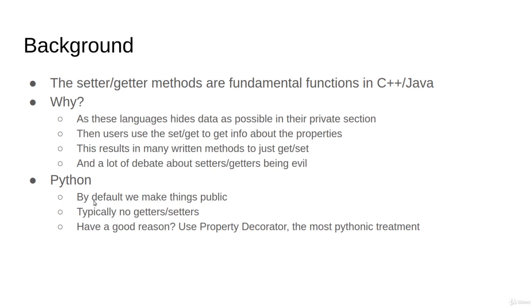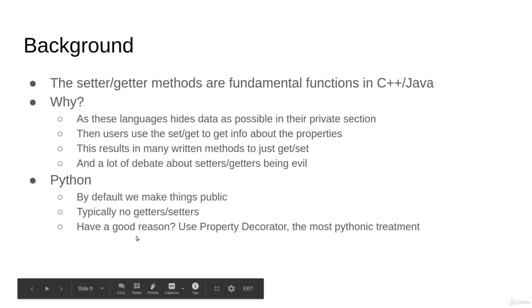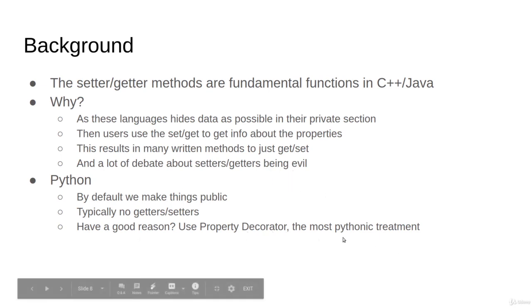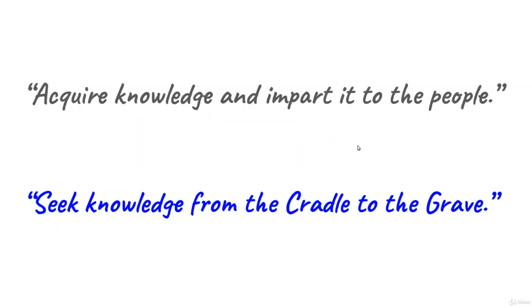Remember, in Python, by default we make things public, and then typically we don't provide getters and setters. If you have a good reason, like incompatibility, or you have some reason to hide the variable, then maybe the property decorator will make your life much easier. That's all.